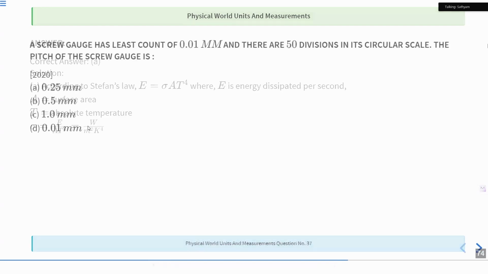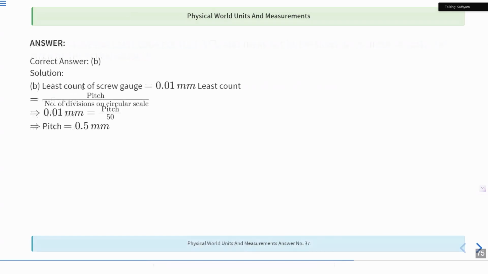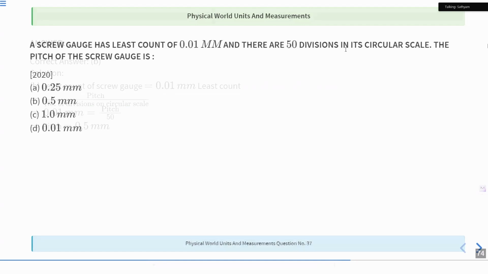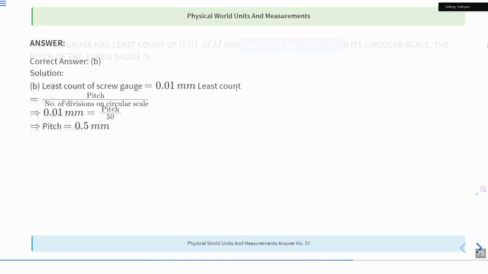Go next. A screw gauge has a least count. Okay. So this is a question on the screw gauge. The least count of a screw gauge is pitch upon the number of divisions on the circular scale. What they have mentioned is the least count, and there are 50 divisions on the circular scale. So what is the least count of a screw gauge? This is the formula: pitch upon number of divisions. How many divisions? You have 50 divisions. So 50 into 0.01, which is 0.5 mm. All right. Chalo, I hope it's clear.